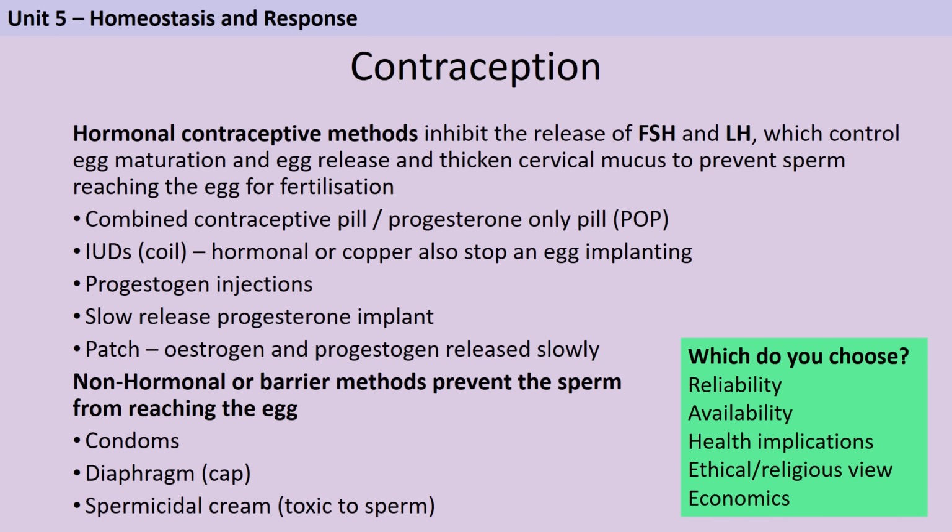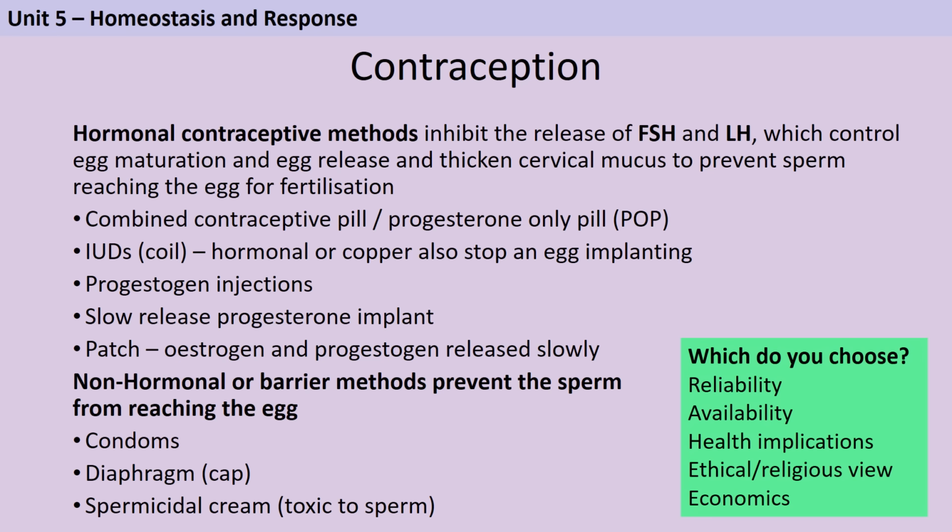When you're picking contraceptive methods, you need to think about how reliable it is and therefore how likely it is that you'll get pregnant, how easily available it is, whether there are any health implications, whether there are any ethical implications, and also how expensive it is. Hormonal contraceptive methods use the hormones that are produced by the ovaries to prevent the production of the hormones that are made by the pituitary gland. Those are responsible for causing eggs to mature and be released. Hormonal contraceptive methods include the pill, the coil, injections of progesterone, implants, and patches.